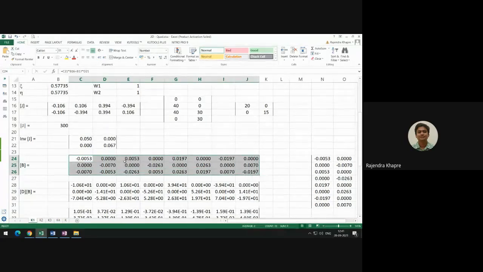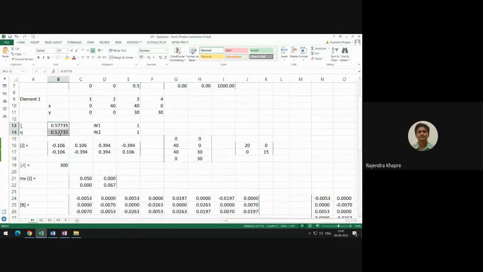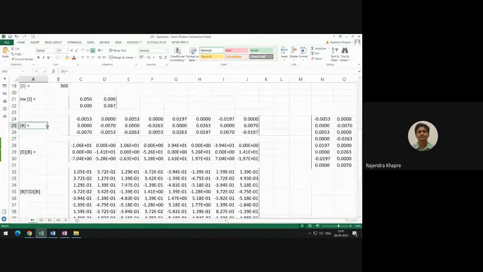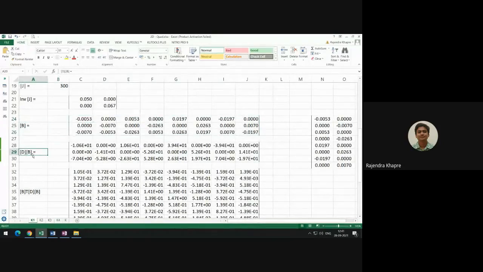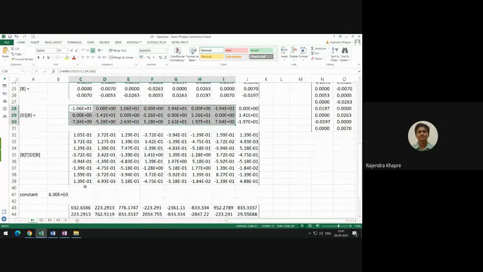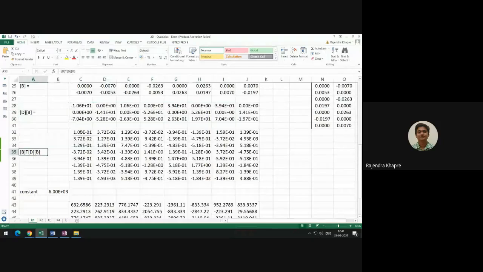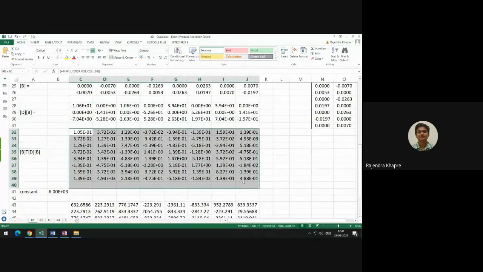Now remember, this B matrix calculation is done for point number 1. Okay. And this is your point number 1, that is, the xi value is so and so and the eta value is so and so. So this B matrix is ready with me. Then I am just going to multiply D with B. And then I am going to multiply B transpose into D into B. So this big matrix will come into picture.